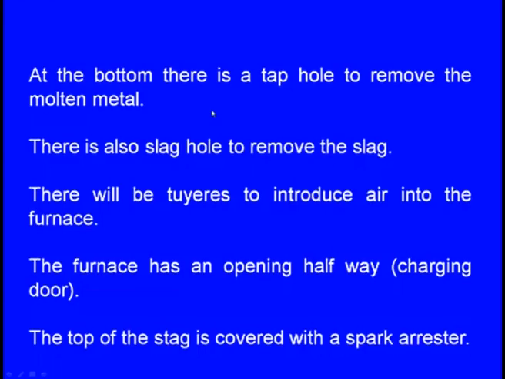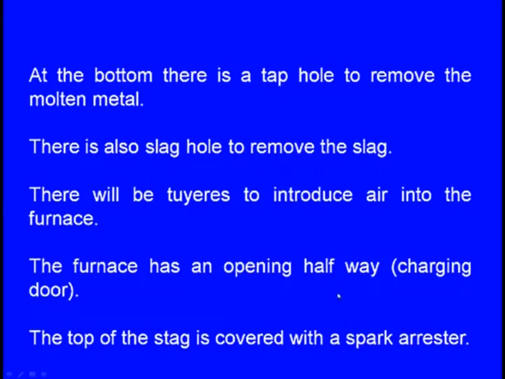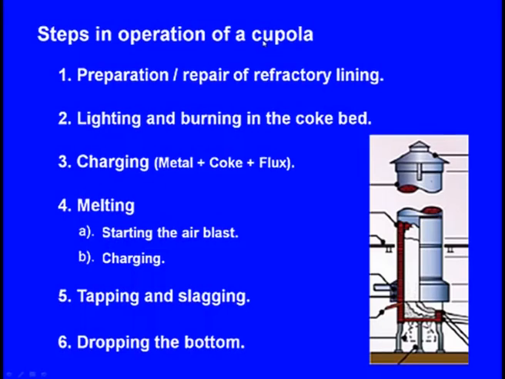At the bottom there is a tap hole to remove the molten metal. Now we have already seen, there is a slag hole to remove the slag. There will be tuyeres to introduce air into the furnace. The furnace has an opening halfway, that is the charging door. The top of the stack is covered with a spark arrestor, that also we have seen.